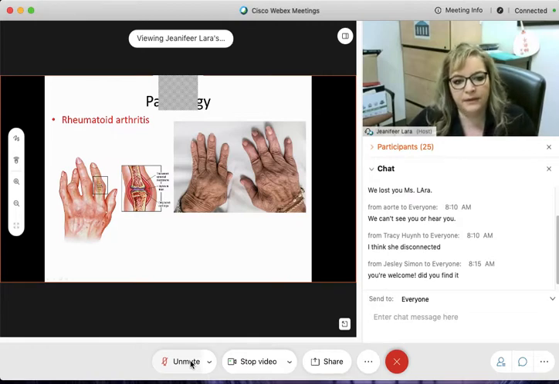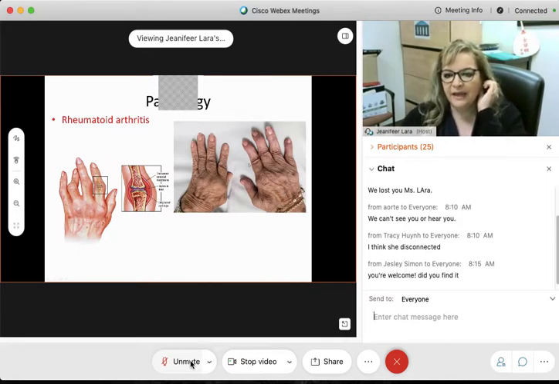Yeah, definitely. It's progressive. As it becomes more and more progressive, it becomes more deformative. It creates more of a deformity of the hand and loss of function. So it really is very sad to witness.